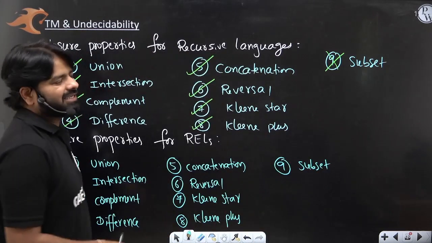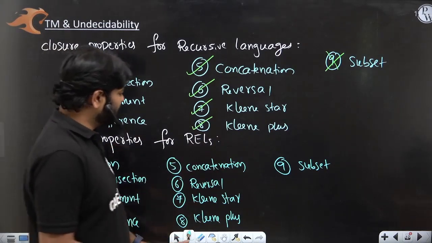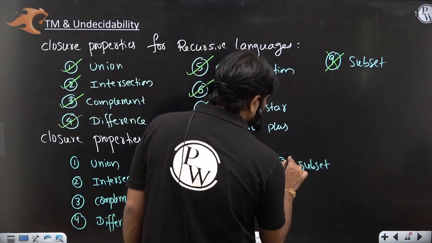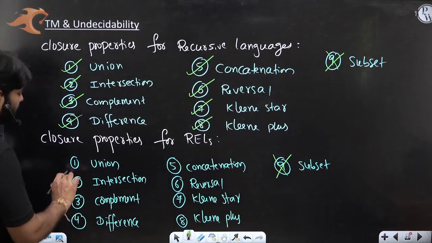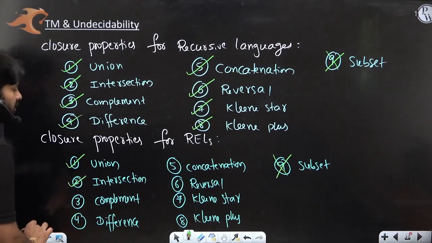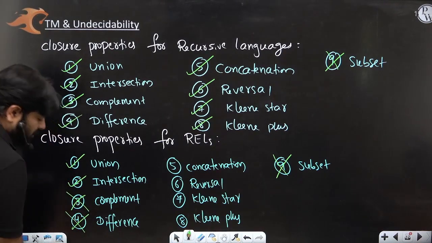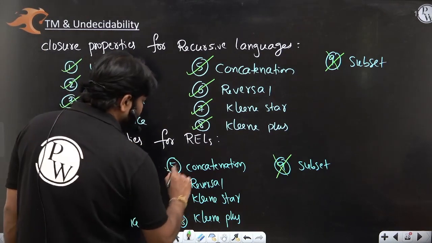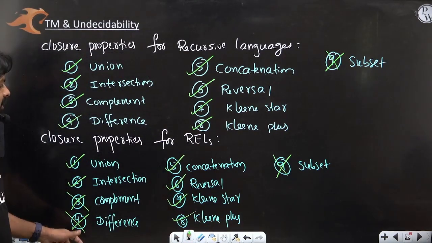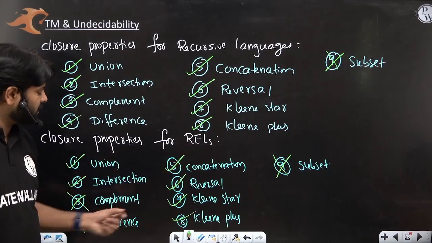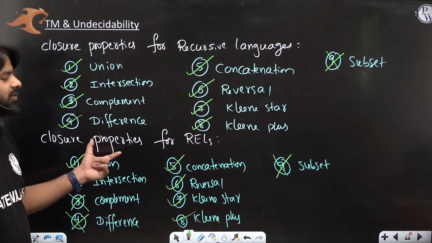Regular, CFLs, DCFLs, CSLs, recursive, RELs. That property is very easy. They are not closed. The subset operation is not closed for all these domains. But here the union and intersection both are closed, but complement is not closed. Hence, even difference is not closed. But all these operations are closed for RELs. So here you can remember three operations: subset, complement, difference. These three operations are not closed for RELs.